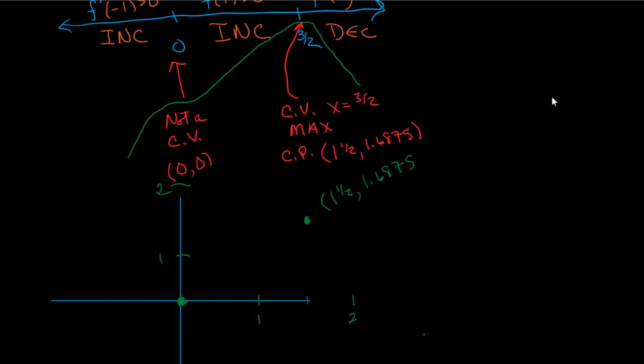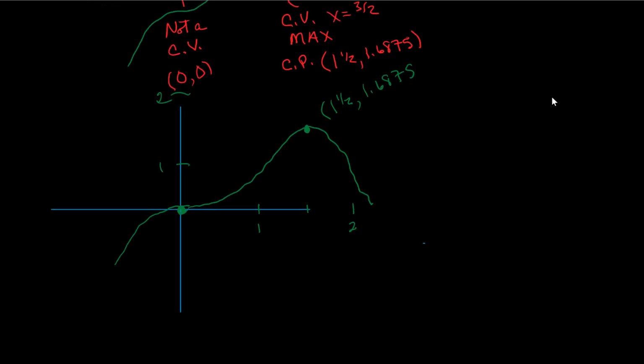With this information that I have, first, I know to the left of 0, 0, the function is going up. It levels off at 0, 0. Then it continues up. It levels off at this 1.5, and then it goes down. You can actually now sketch a graph of the function based on this information that you have here between the value of the critical point and where the function is increasing and decreasing.